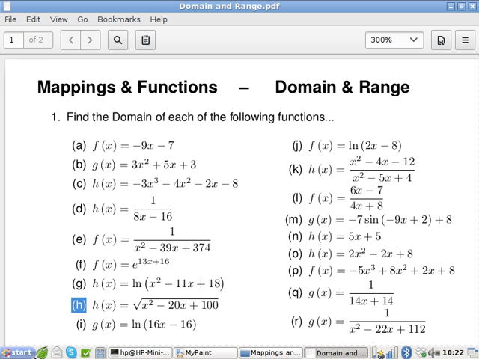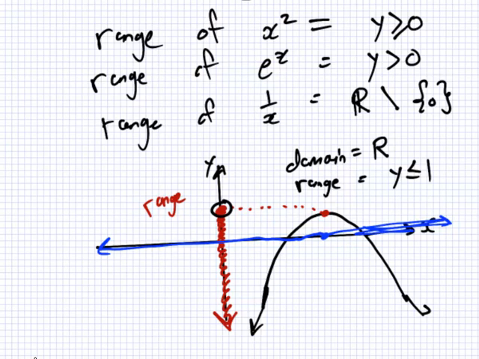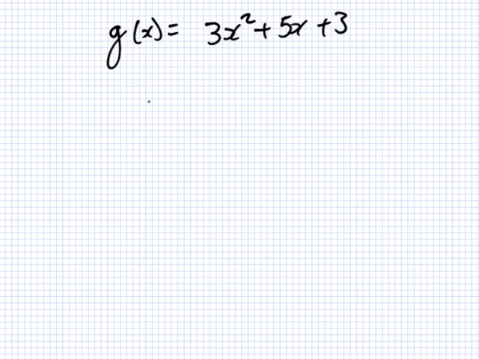Okay, can I do B now? Can you read out B? So the function g(x) equals 3x squared plus 5x plus 3. This one's a little bit of a trick. The domain is all real numbers. If you think about it, there's no x you can't use. You can put any x in here. So that's it. Everything is allowed.